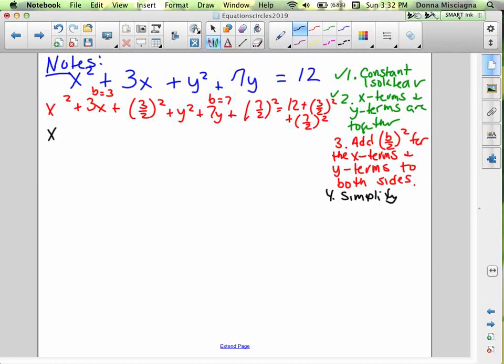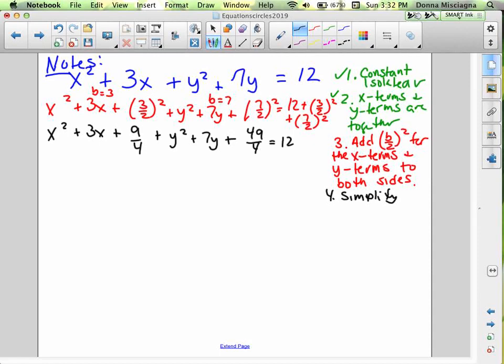So x squared plus 3x plus, right, so don't make it 1.5, don't make it 2.25 when you square, no, just make it 9/4. Right, and then y squared plus 7y plus square the 7, square the 2, so that's 49/4.